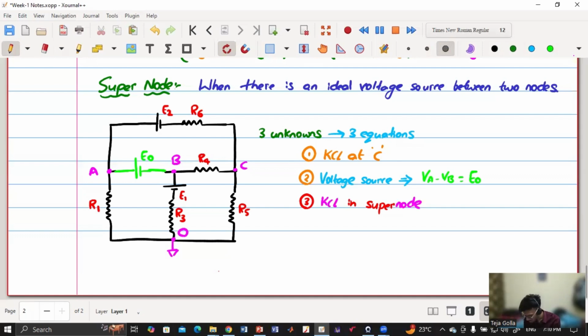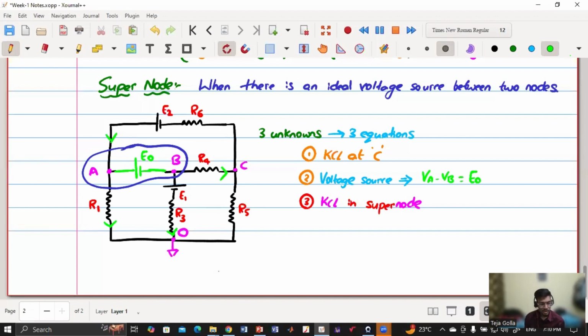So in super mesh, what have we considered? We have considered two meshes and considered the outer mesh. So now what we are going to do here, we'll consider this entire node as a single node. And what we will do, current entering the nodes will be current leaving the nodes. So say current entering here and current leaving here. So we'll consider the entire whole thing. So both the nodes we'll consider as a single node, combining both the nodes, and then we'll apply KCL for both the nodes together.